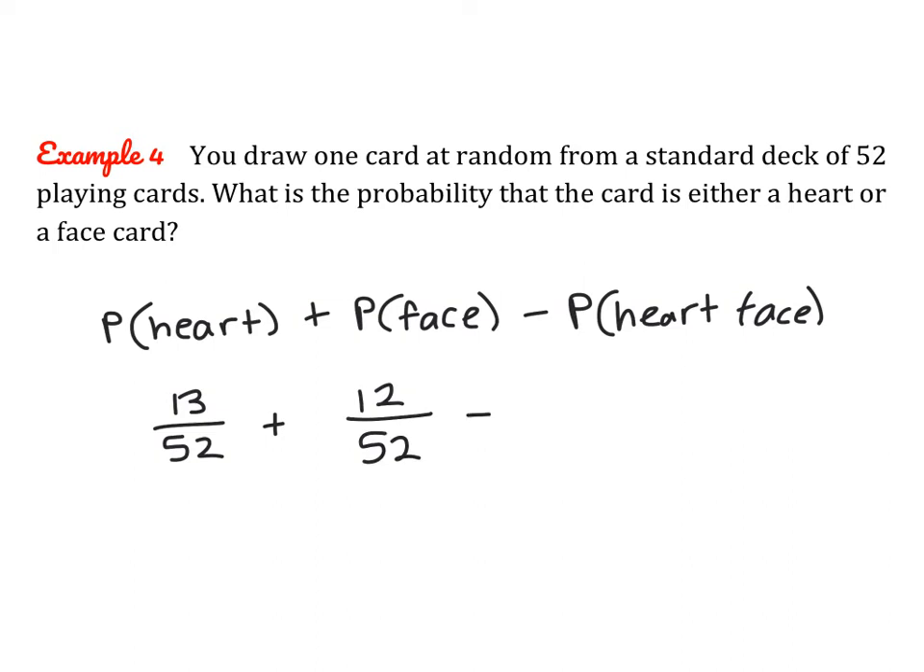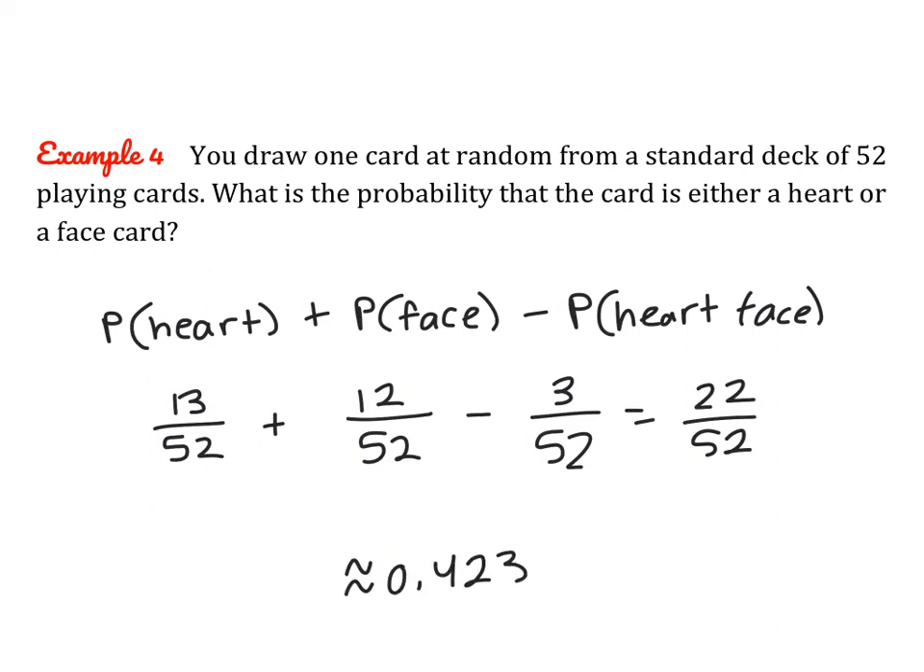And now we have to subtract the things that are being double counted. There are 3 heart face cards: the Jack of Hearts, Queen of Hearts, and King of Hearts. Those have been counted here as a heart and here as a face card, so that's why we have to subtract them out. From here, we can just say that it's 22 out of 52, or you can do a decimal approximation, which would be approximately 0.423. Either one is fine. And this shows that you have a little bit less than half the time where this will happen.